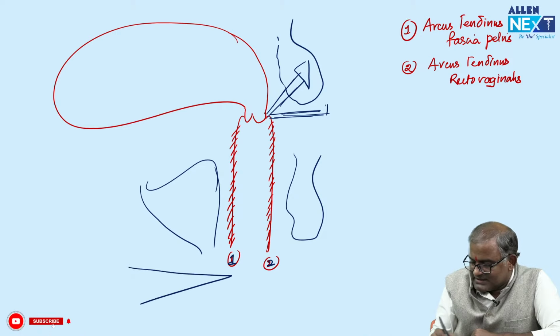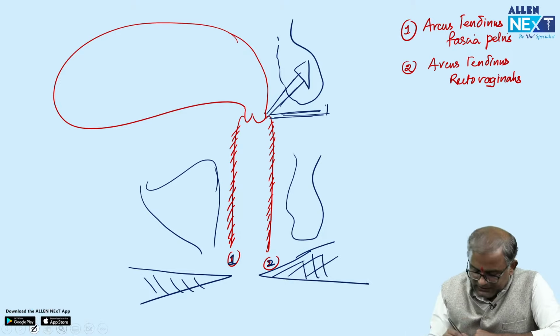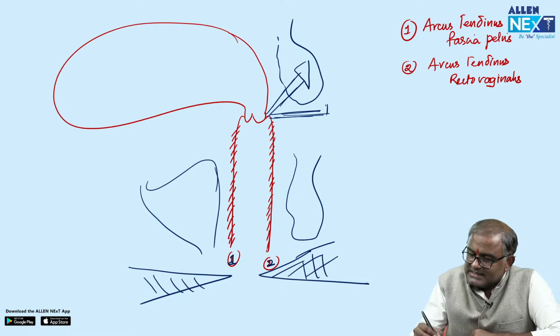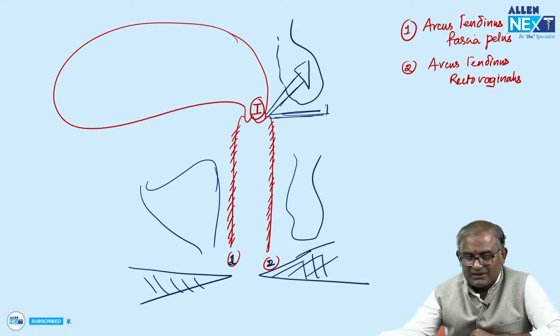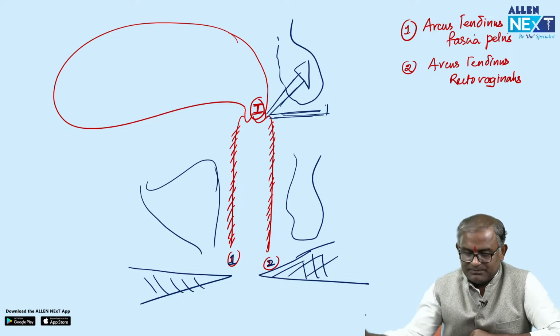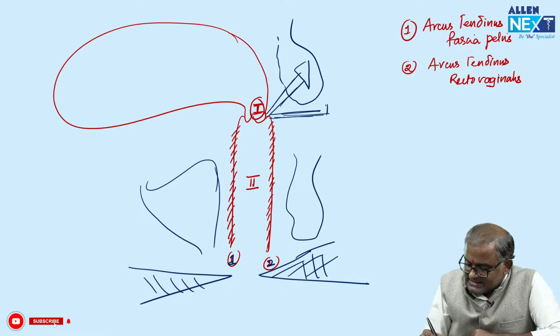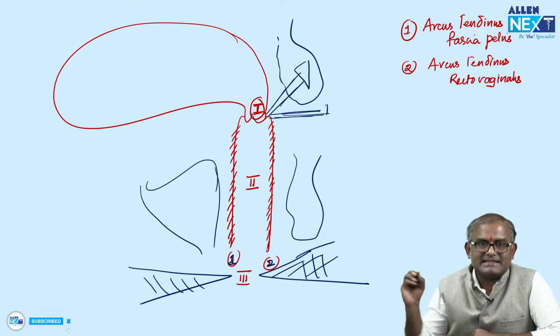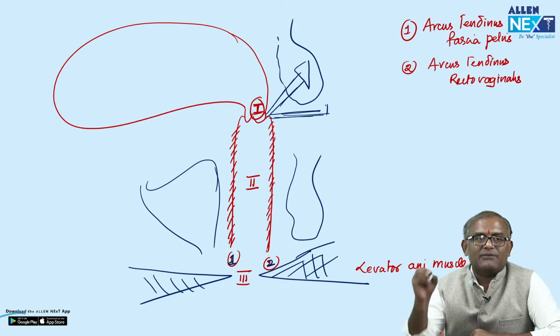Now doctor, this is the levator ani muscle. Very simple. This is the level 1 DeLancey support. So just remember this diagram for your exam. This is the level 1 DeLancey support, this is the level 2 DeLancey support, and this is the level 3 DeLancey support. Level 3 means this is a levator ani muscle. And what are the level 1 structures?